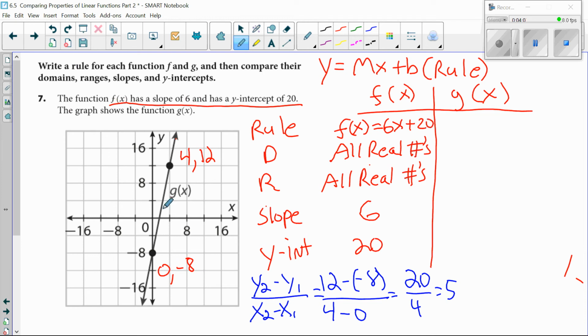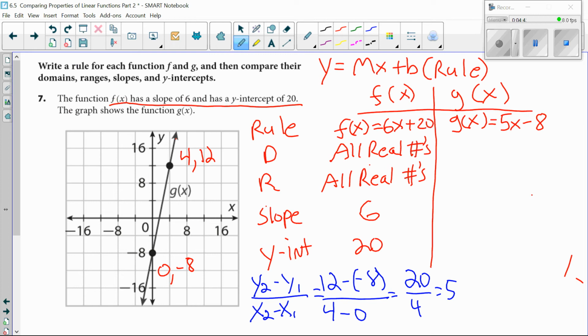And my y-intercept is where it crosses the y-axis. So it crosses at negative 8. When x is 0, y is negative 8. So that's my y-intercept there. So I'm going to go ahead and put that in. Now I can write my equation. I've got g of x. Let me go back to my other color here. g of x is equal to 5x and my y-intercept, which is negative 8, so minus 8.